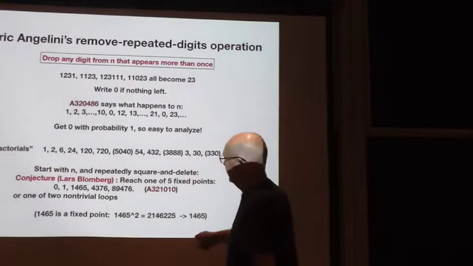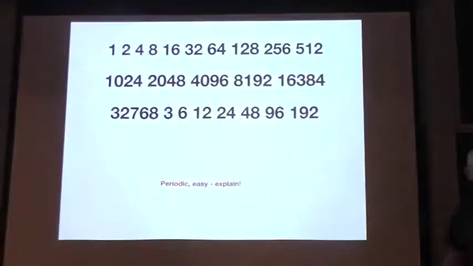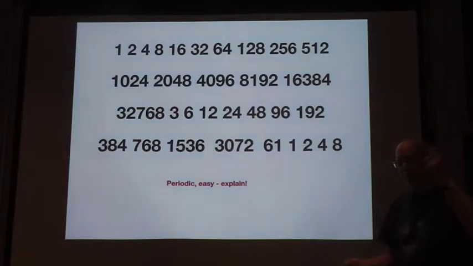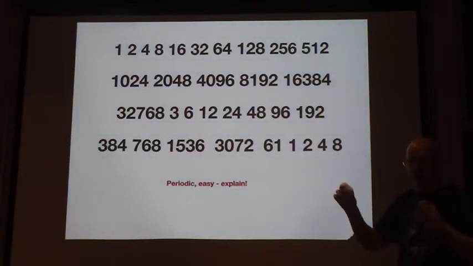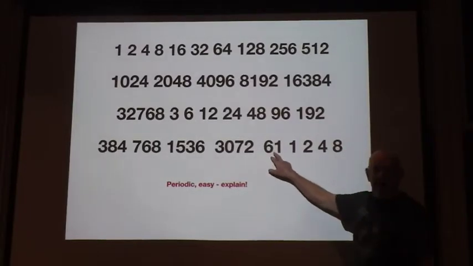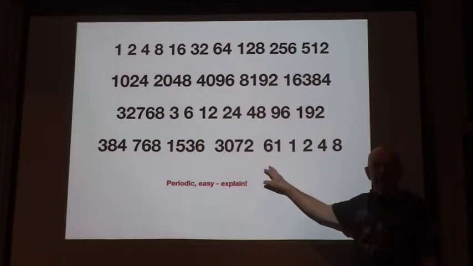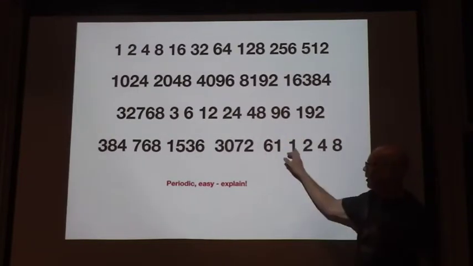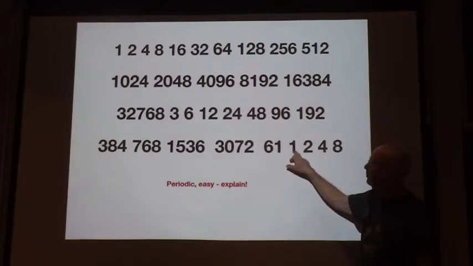So when we're going along, we keep doubling. This is the sequence where you start with 1 and you keep doubling it, and whenever you get to a number that has repeated digits, you throw them away. So when we got to 61, we doubled it, and we got 122. But the 2 appeared twice. Let's throw them away. We get 1. So 61 goes to 1.